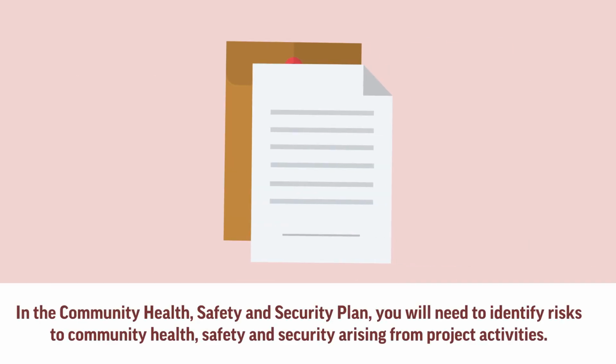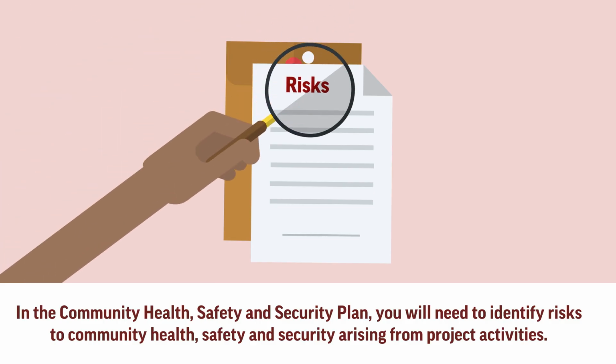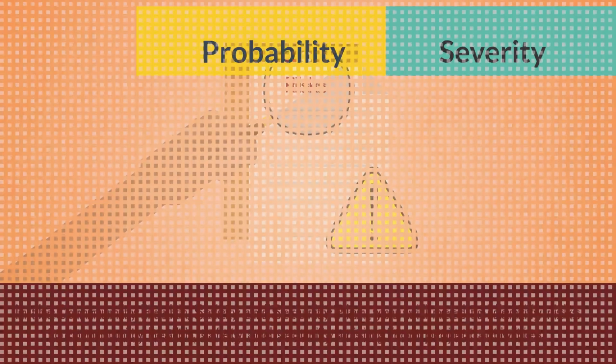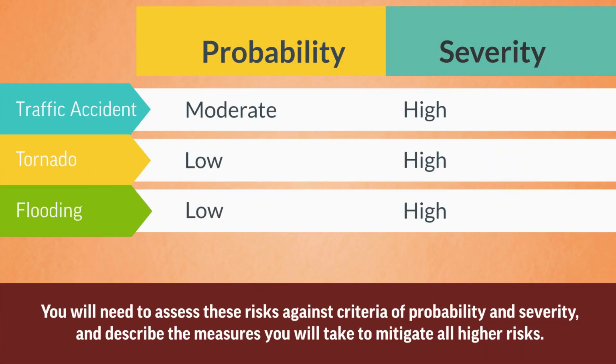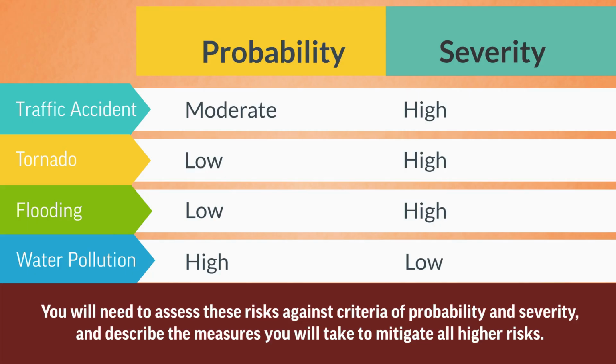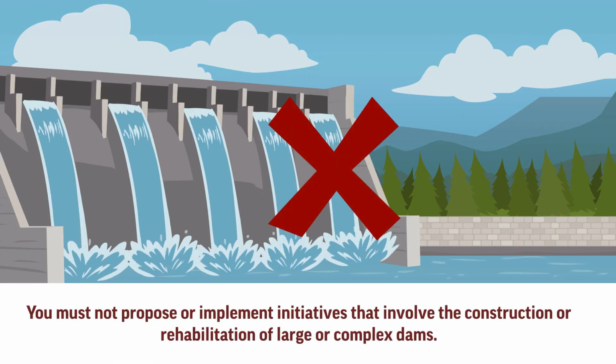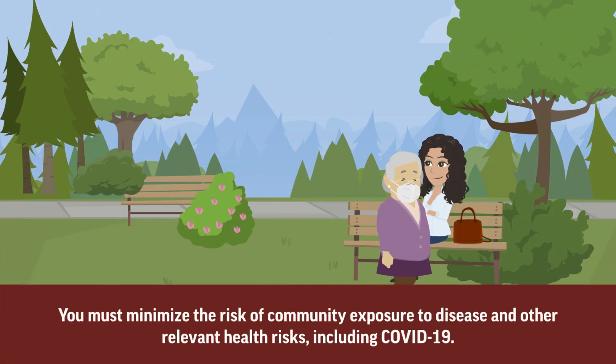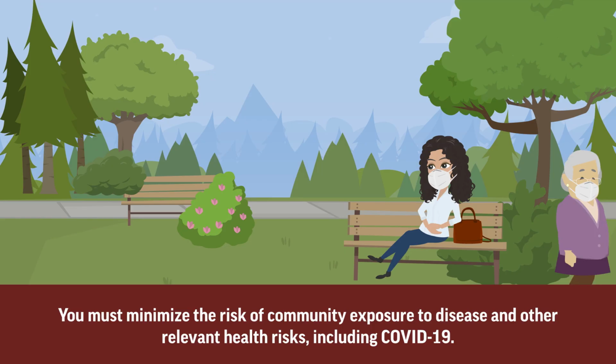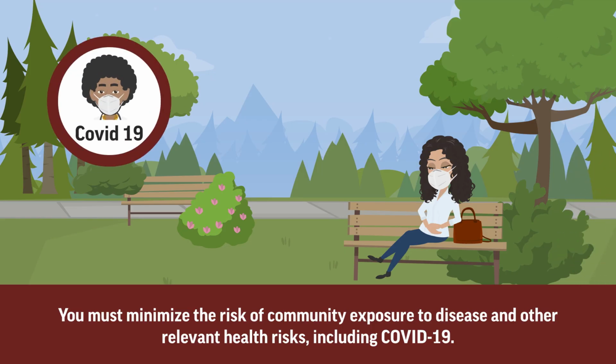In the Community Health, Safety, and Security Plan, you will need to identify risks to community health, safety, and security arising from project activities. You will need to assess these risks against criteria of probability and severity and describe the measures you will take to mitigate all higher risks. In particular, you must not propose or implement initiatives that involve the construction or rehabilitation of large or complex dams. You must minimize the risk of community exposure to disease and other relevant health risks, including COVID-19.